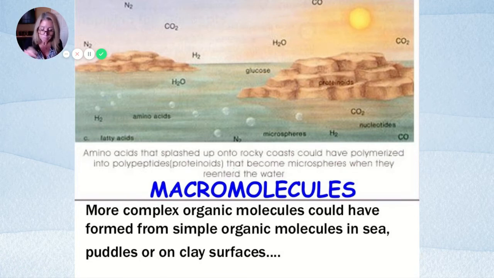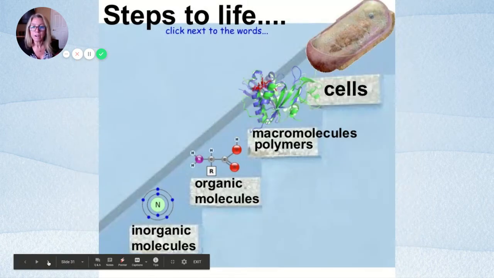So number 2, proteins first when heated in shallow pools. You could have formed proteins when heated in shallow pools and on the clay surfaces, so clay surfaces acting as a catalyst. Catalyst, C-A-T-A-L-Y-S-T.